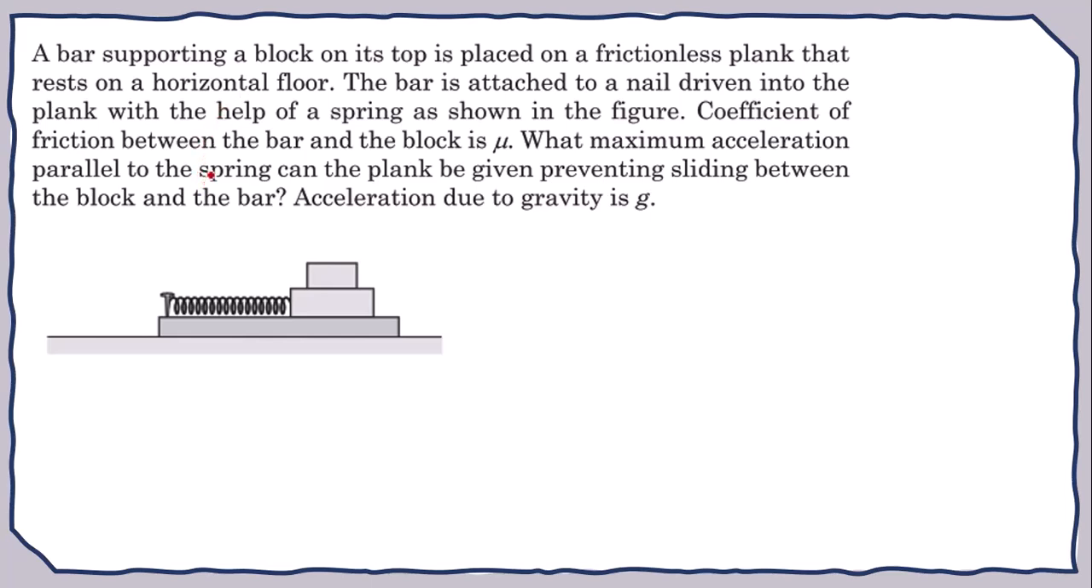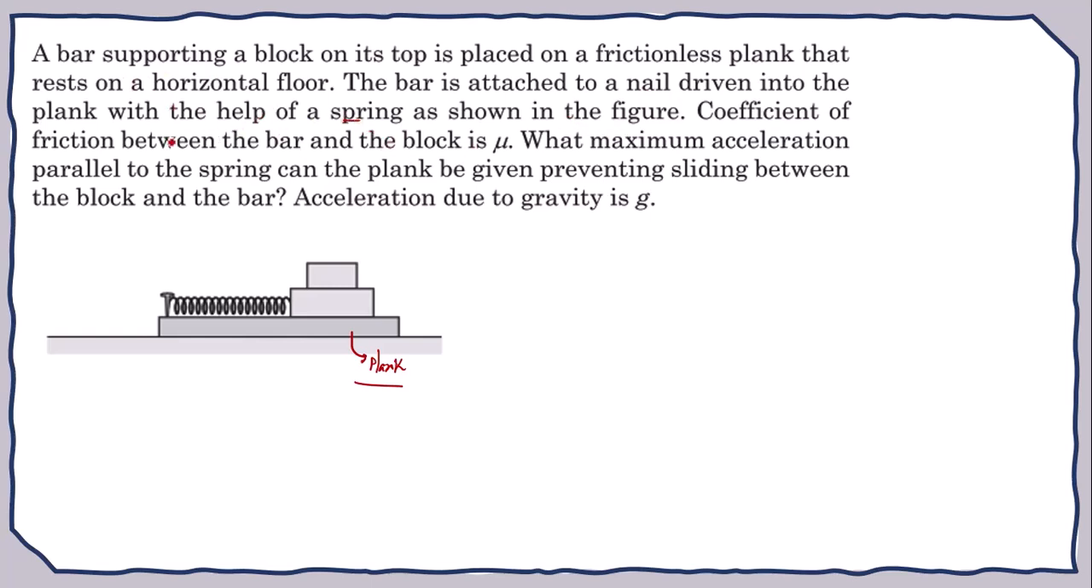In this lecture series I am going to solve some of the interesting and challenging numerical problems from the physics book of Pathfinder. So let us start with this question where there is a bar supported with a block. This is the block and there is a bar on the top of it placed on a frictionless plank. This is the plank on which the bar and block system is placed. Now this system is connected with a spring attached to a nail driven into the plank, as shown in the figure.